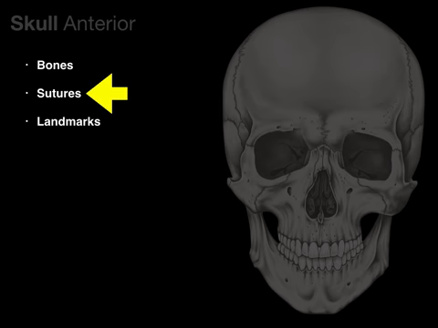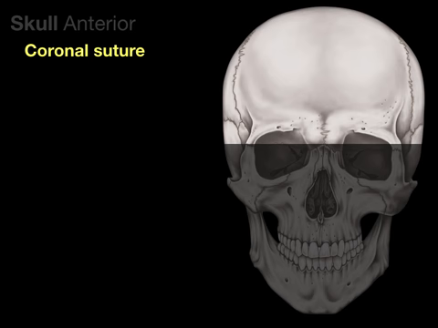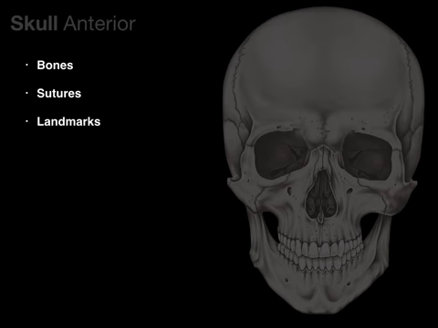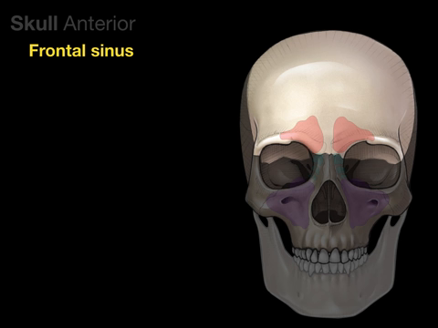Let's talk about now sutures. The only suture we really see, the main one we see here, is the coronal suture that goes up and down. We'll talk about that suture later on. Let's talk about the landmarks in the front of the skull.